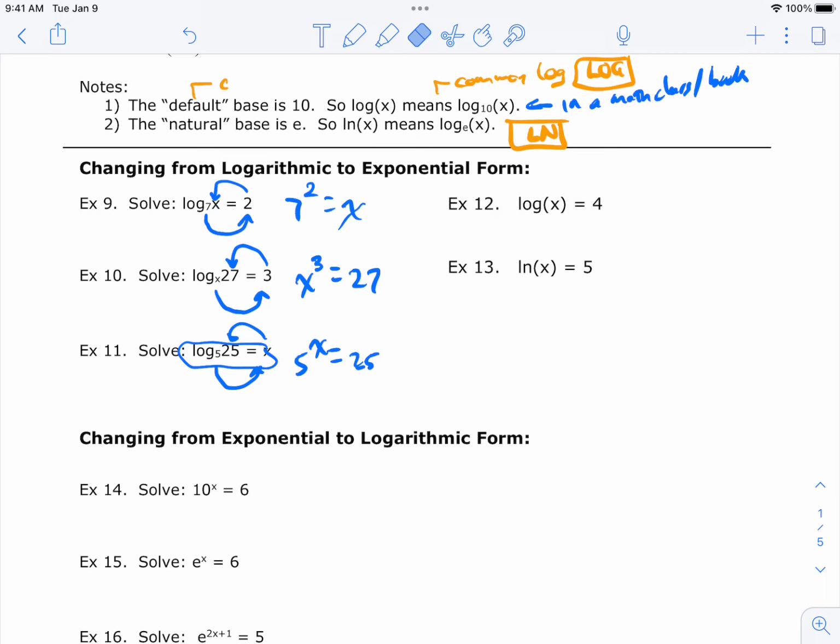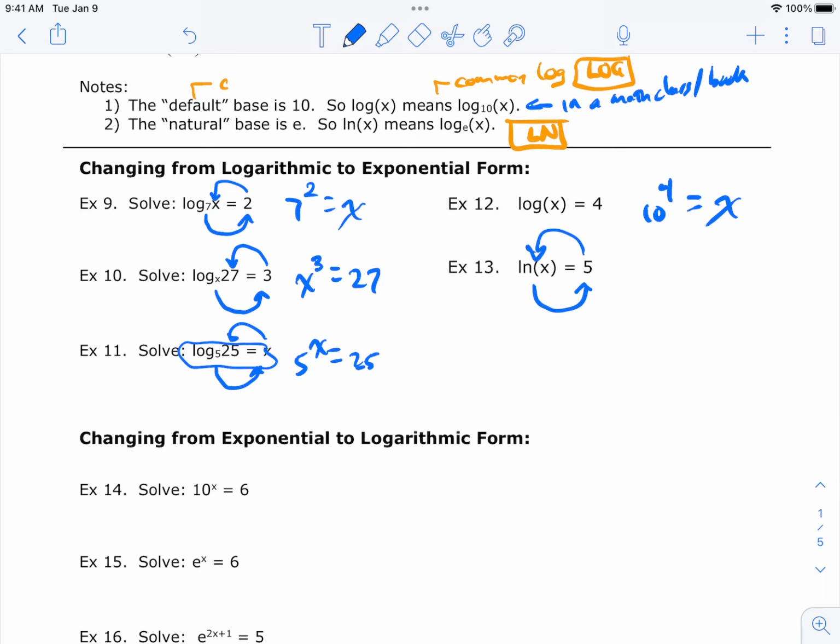Example 12, what would happen here? We want to do a swooshy move. Well, remember, if you see a log in a math class, the base is 10. So we would say 10 to the 4th power equals x. So x is 10,000, basically. And then this one, you want to do a swooshy move. You want to start at the base and come around like this.